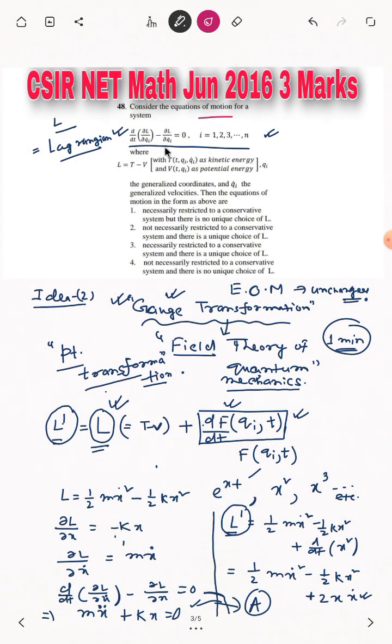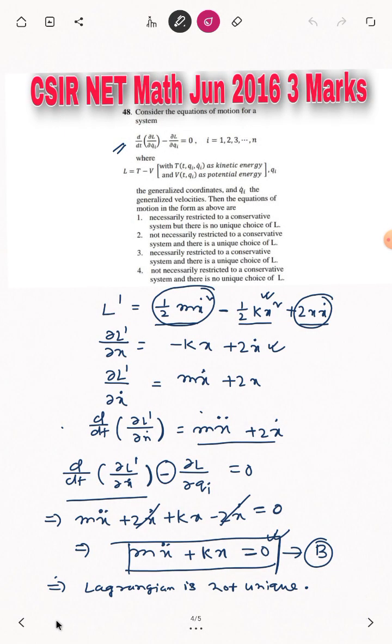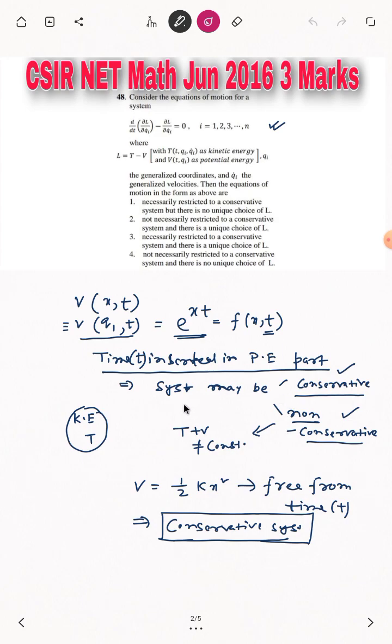the equation of motion, this quantity, where L is T minus V, and this is important, V is potential energy. Now we are getting within the first bracket t and qi. That means time has been put in V, or in other words, time has come within the expression of V. So that is why it may be conservative or non-conservative. That is the result we have already discussed. When time is inserted in the potential energy part, the system may be conservative or non-conservative. Again, Lagrangian is not unique.